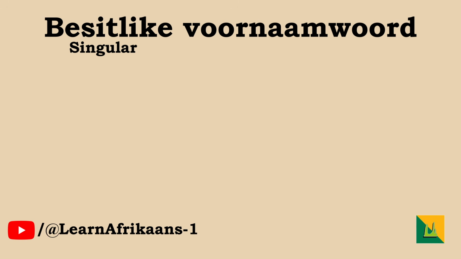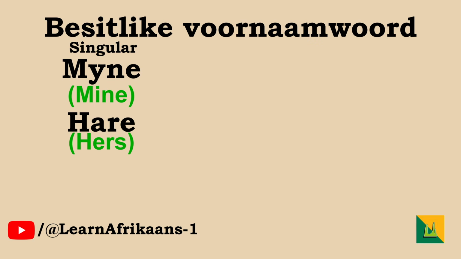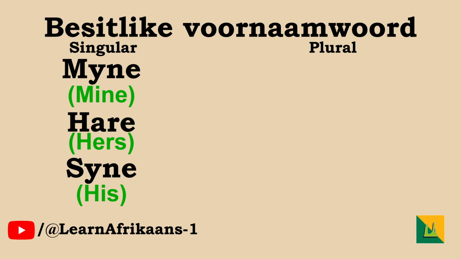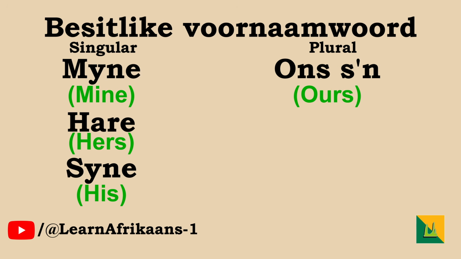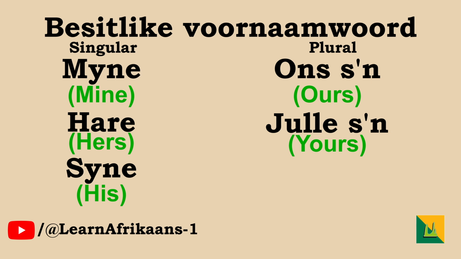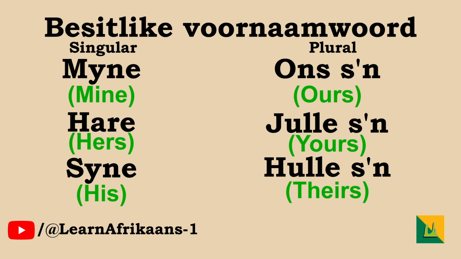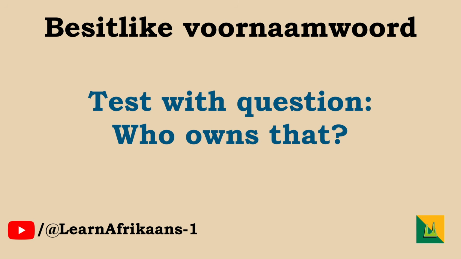Next, the besitlike voornaamwoorde, the possessive pronouns. The singular voornaamwoorde we have already covered only slightly change when they are besitlik, possessive. My becomes myne, haar, hare, sy, syne. The plural gains the sin. Ons, ons sin. Julle, julle sin. Hulle, hulle sin.